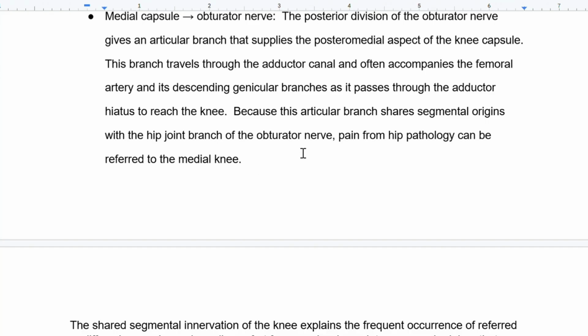I really hope I'm saying genicular right. Every time I say it, I keep wondering. Genicular, genicular, genicular. I don't know.